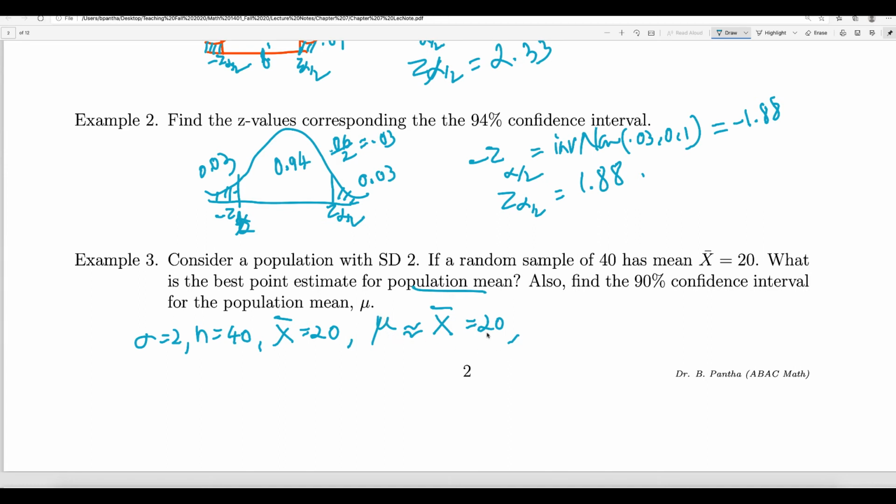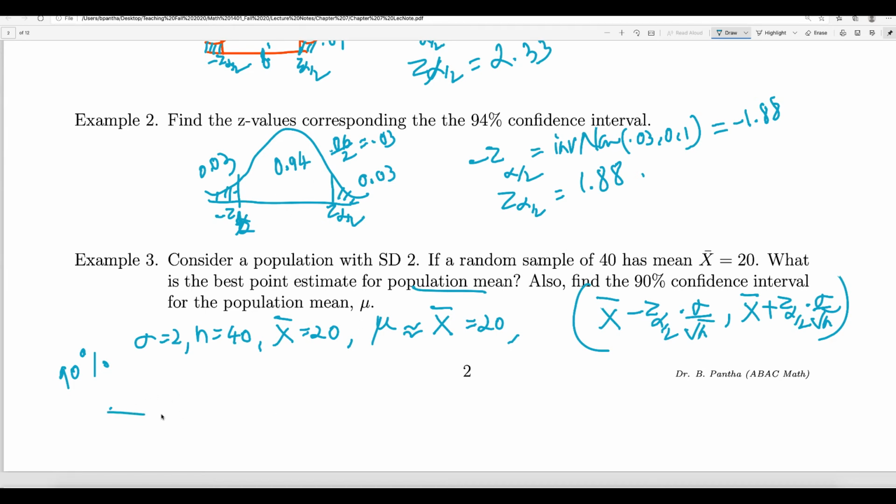So you want to find the 90% confidence interval. What is the formula? The left bound is x bar minus z alpha half times sigma over root n. The right bound is x bar plus z alpha half times sigma over root n. That's the formula I showed you earlier. Sigma is given, n is given, x bar is given. What is not given? z alpha half. The confidence level is given as 90%, so we need to find z alpha half.